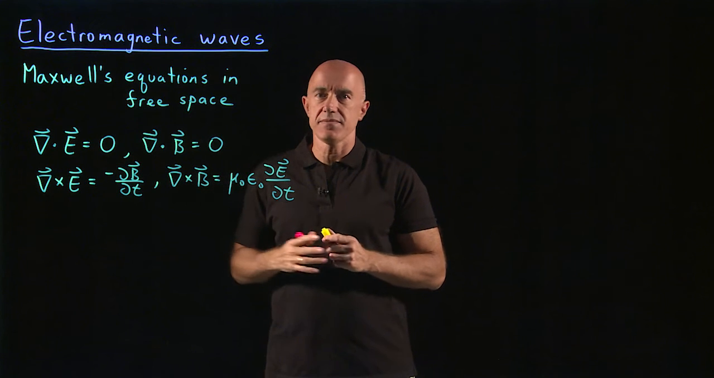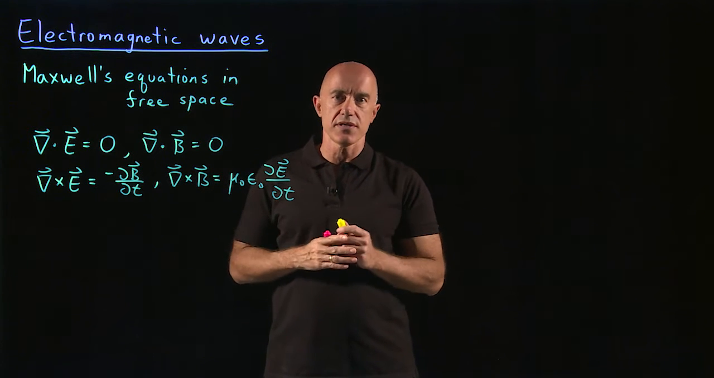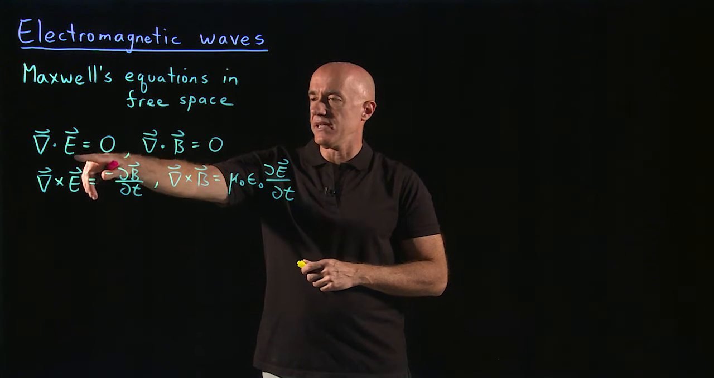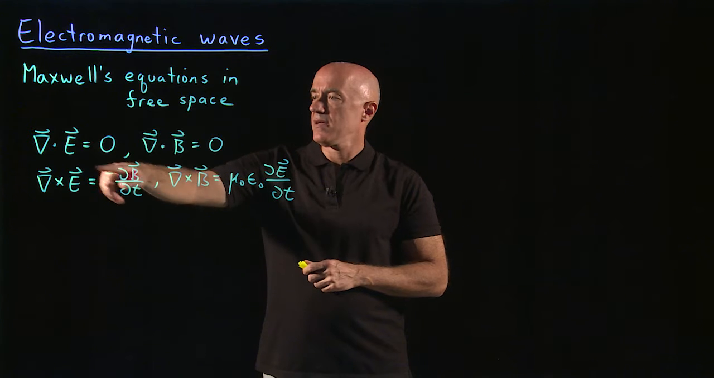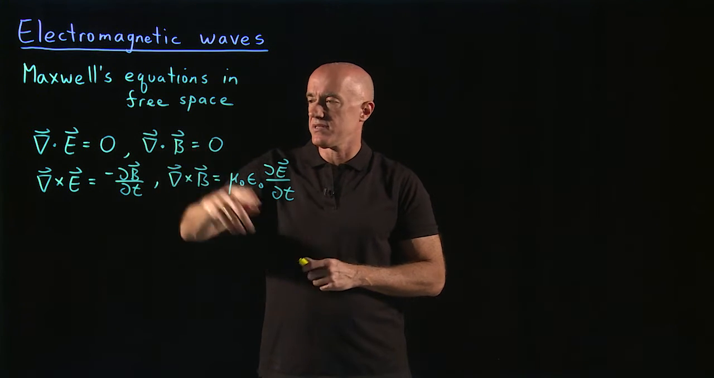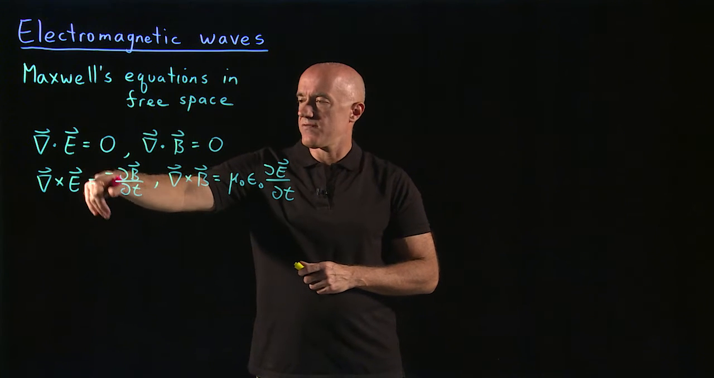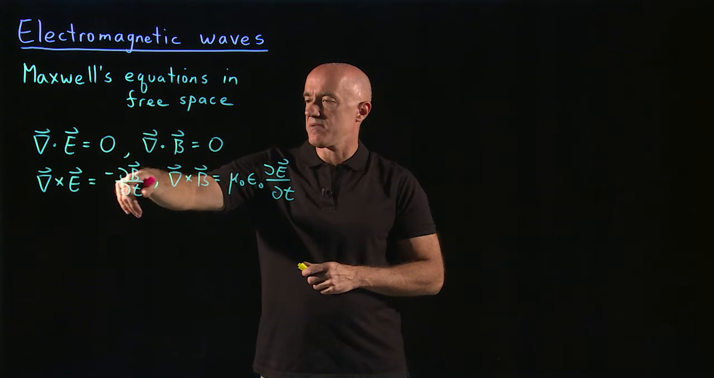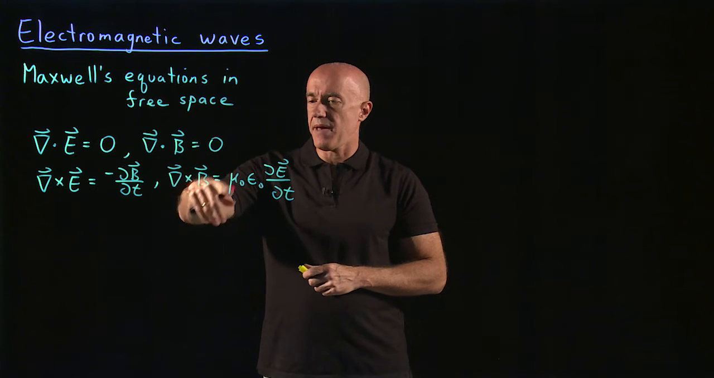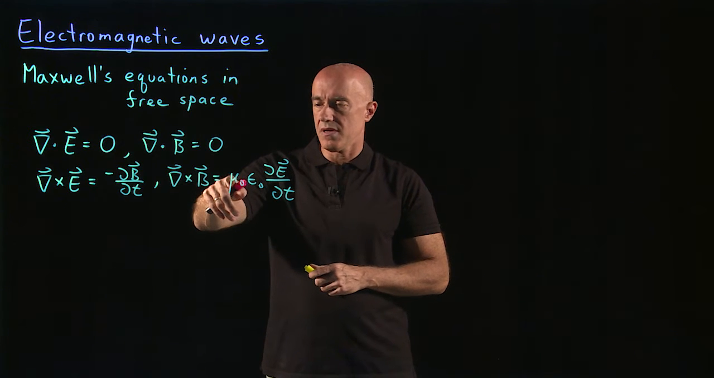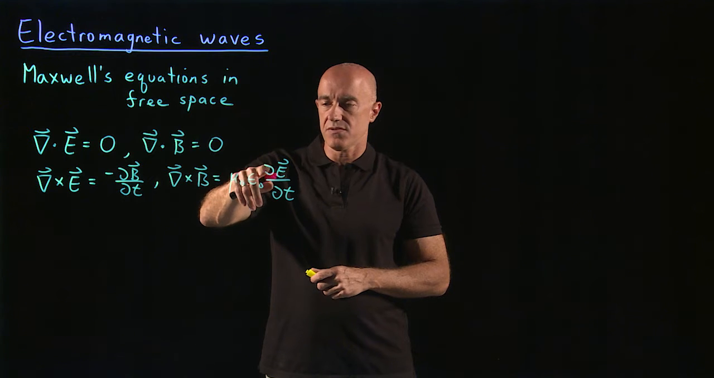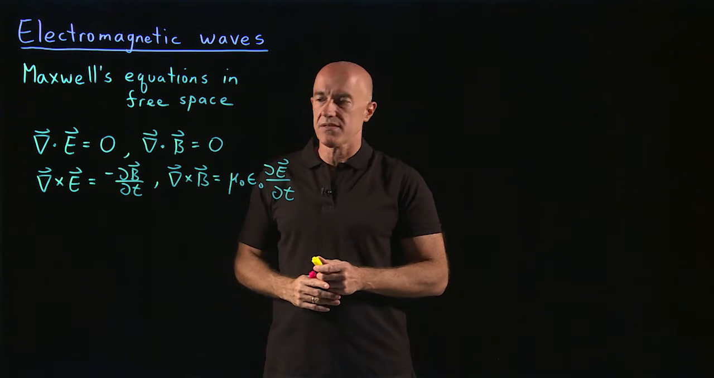So in free space, meaning that there's no charges, there's no currents, Maxwell's equations can be written in terms of the electric field E and the magnetic field B. So the divergence of the electric field is zero, and the divergence of the magnetic field is zero. Then the curl of the electric field is equal to minus the partial derivative of B with respect to time. And the curl of the magnetic field is equal to the product of these two constants, mu naught and epsilon naught, times the derivative of the electric field with respect to time.